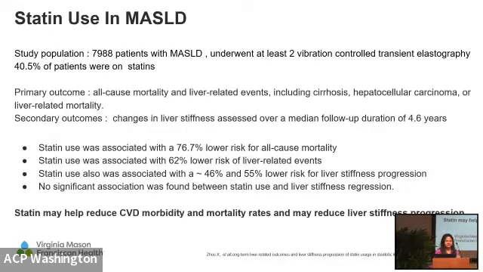Statin has been associated, in this particular study, which had nearly 8,000 patients, and 40% of these patients with MASLD were on a statin, with a 76% lower risk of all-cause mortality, nearly 62% lower liver-related mortality, and a lower risk of liver fibrosis progression. What we were not able to show is that statins improved fibrosis. So it did not improve fibrosis, but appears to prevent progression of fibrosis. So definitely something to consider in your patients.